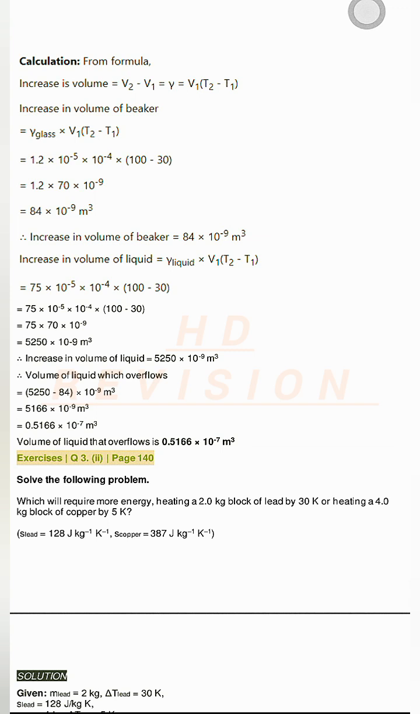Exercises Q3. Page 140. Solve the following problem. Which will require more energy? Heating a 2.0 kg block of lead by 30 K or heating a 4.0 kg block of copper by 5 K? S lead equals 128 J per kg per K. S copper equals 387 J per kg per K. Solution. Given M lead equals 2 kg, delta T lead equals 30 K, S lead equals 128 J per kilogram K, M Cu equals 4 kg, delta T Cu equals 5 K, S Cu equals 387 J per kilogram K.